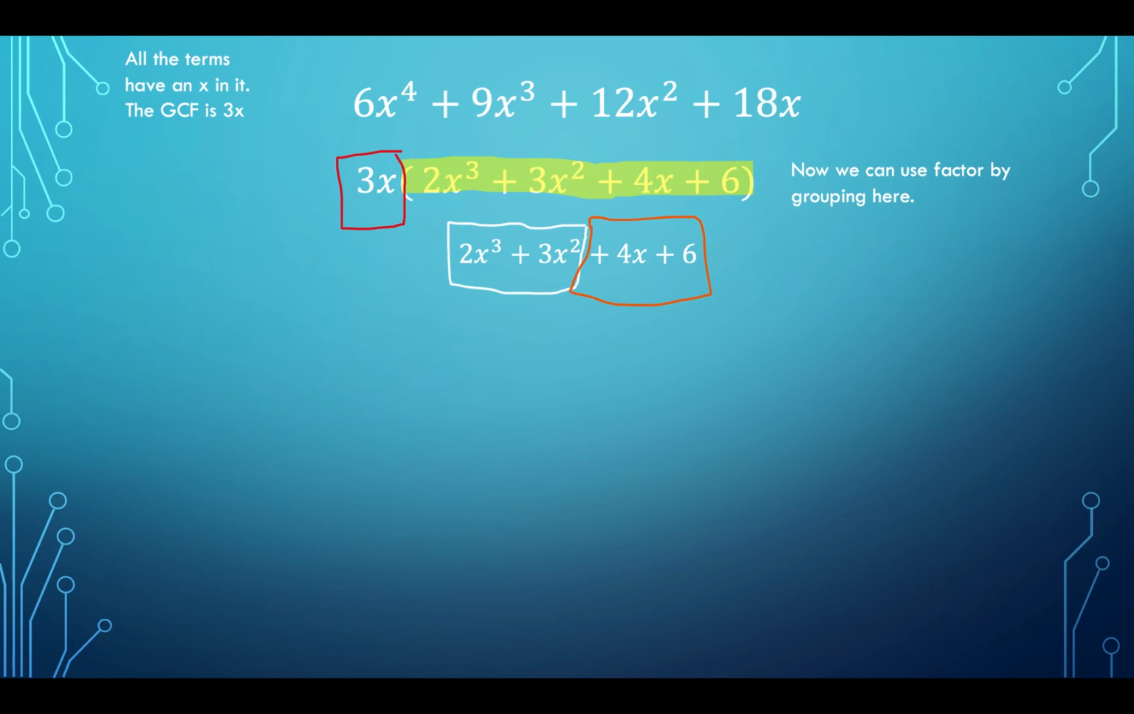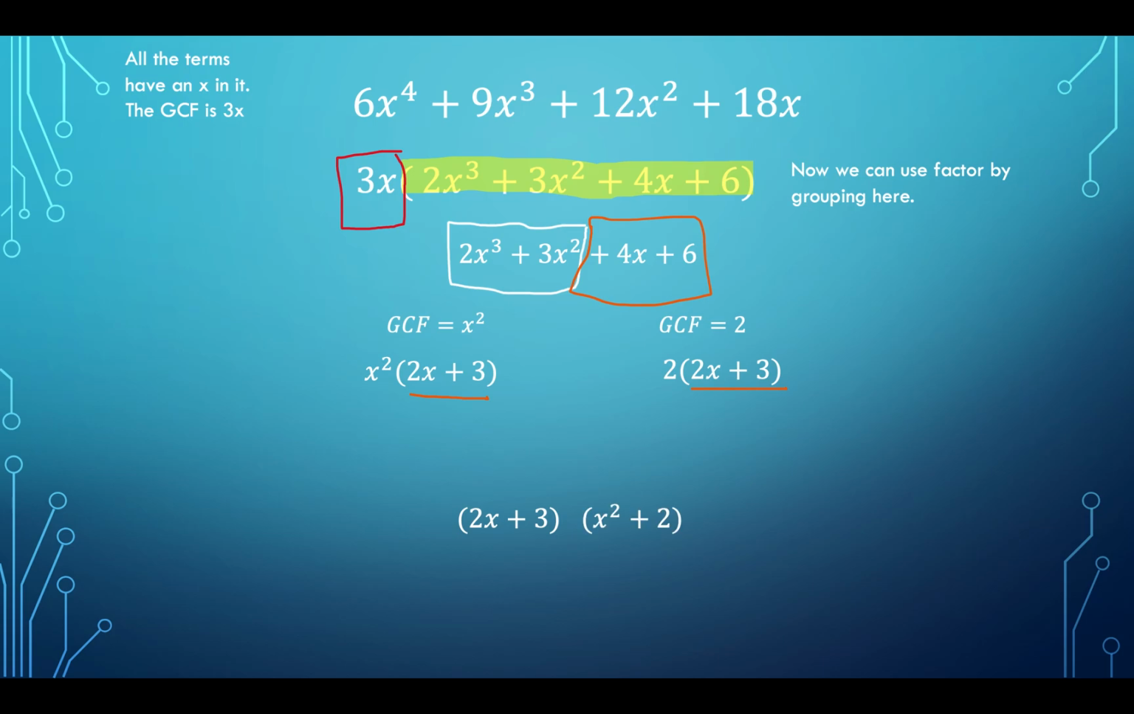The greatest common factor between 2x cubed and 3x squared is x squared, and the factored form is x squared times 2x plus 3. And the greatest common factor between 4x and 6 is 2, and the factored form is 2 times 2x plus 3. We have these that match, so now we write 2x plus 3 at the bottom. Group our x squared and 2 together, so we get x squared plus 2.